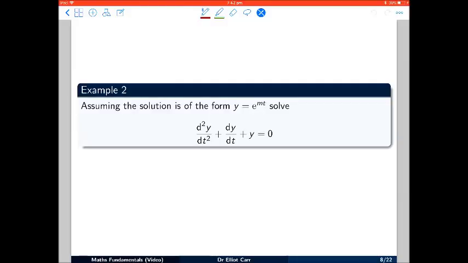So basically we seek a solution of the form e to the mt, where m is some unknown constant, but we determine it during the solution procedure.